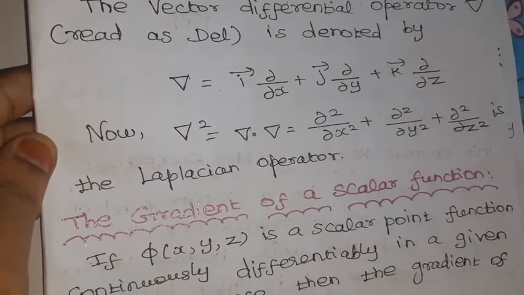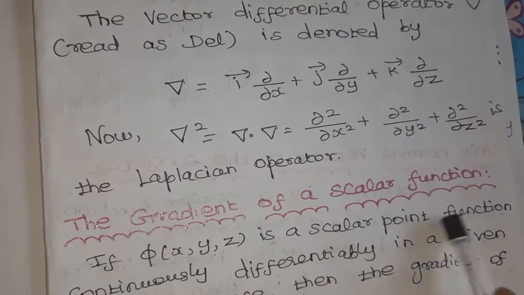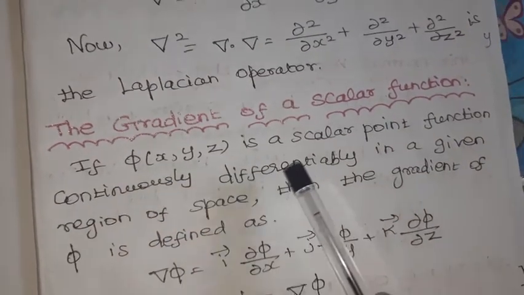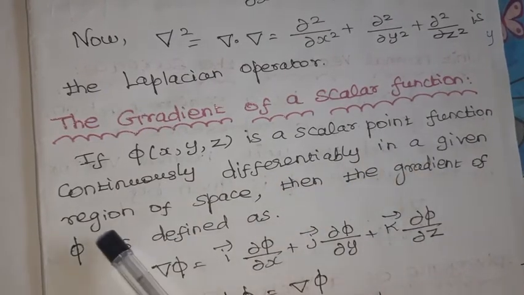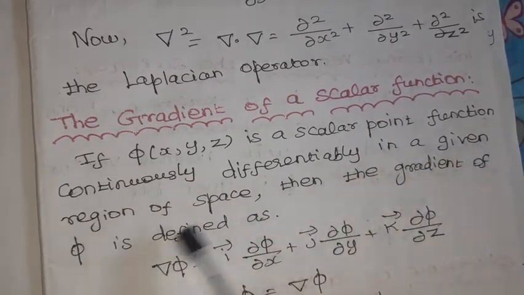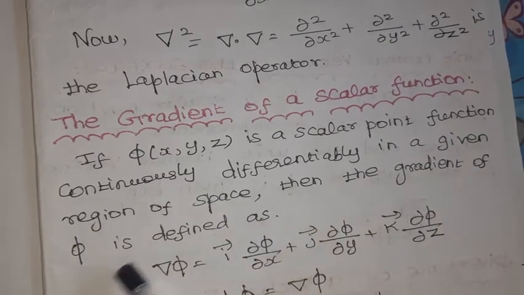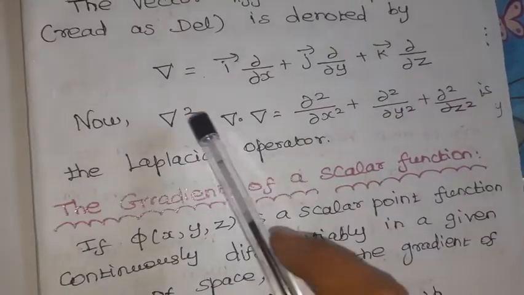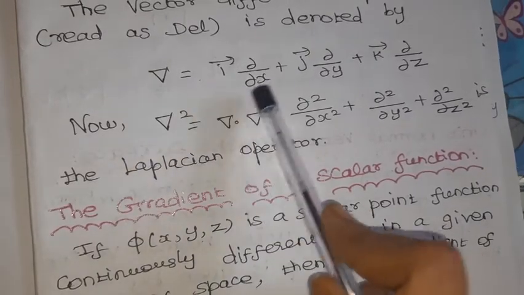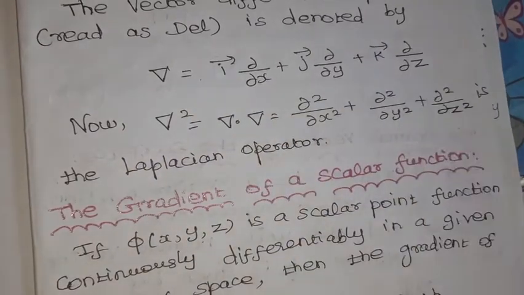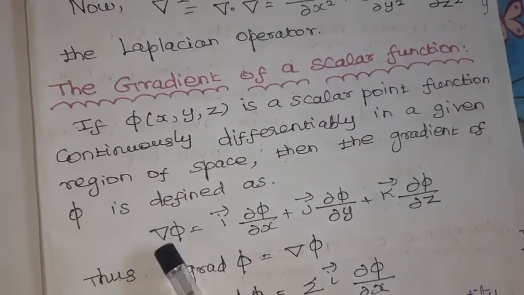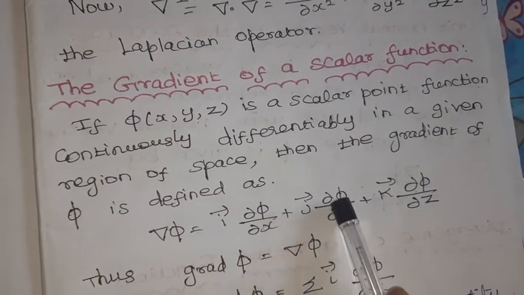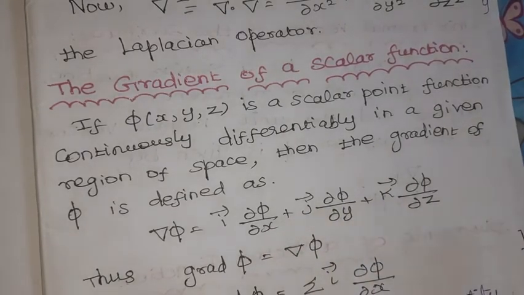Then we are going to see the gradient of a scalar function. If phi of x, y, z is a scalar point function continuously differentiable in a given region of space, then the gradient of phi is defined by, what is gradient? We know gradient is nothing but this del only, i into dou by dou x plus j into dou by dou y. Then what is del phi? Just multiplication of phi. So, i into dou phi by dou x plus j into dou phi by dou y plus k into dou phi by dou z.